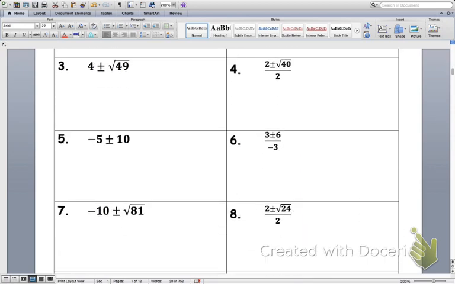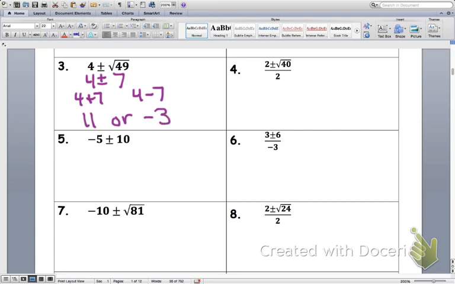Let's look at number 3. Here we just happen to have a square root. Don't let it throw you off. Just solve as usual. So 4 plus or minus the square root of 49, which would be 7. So this is just 4 plus 7 and 4 minus 7, which would be 11 or -3.